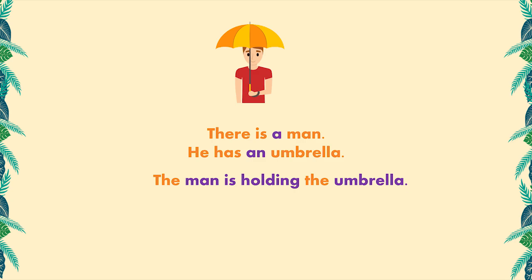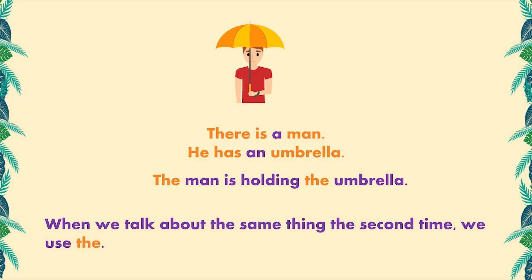But look at the sentence at the bottom. The man is holding the umbrella. Do you notice that we use the article the before man and umbrella? That is because when we talk about the same thing the second time, we use the article the.